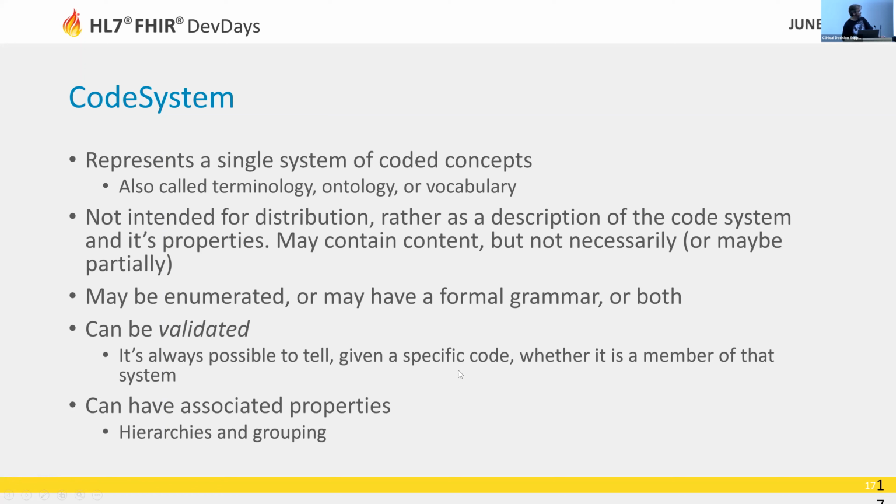It may be enumerated, or it may have a formal grammar. So a code system can be just a list of codes, or it can be a grammar for actually generating codes based on a set of rules, or it can be both. A lot of them have both lists of codes as well as rules for generating new codes. The key point about a code system is that it's a single namespace of codes, and it can be validated. It's always possible to tell, given a specific code, whether it's a member of that system. That's the key important aspect there. It can also have associated properties like hierarchies and grouping, but that's the code system resource. Super important resource for sharing terminology.